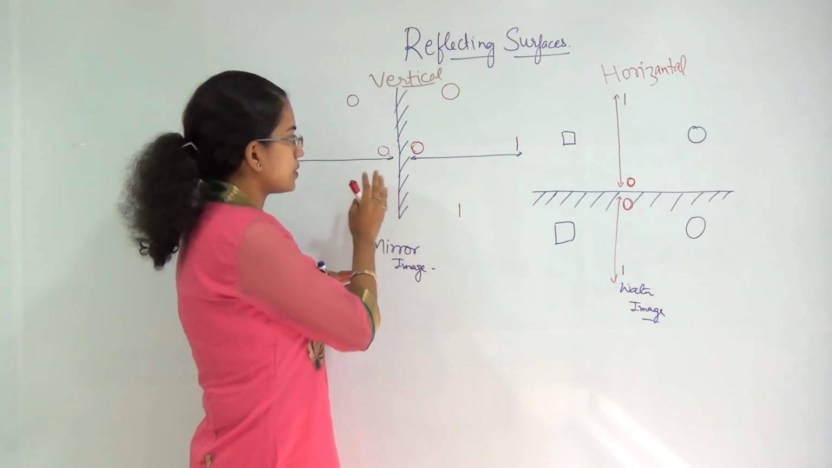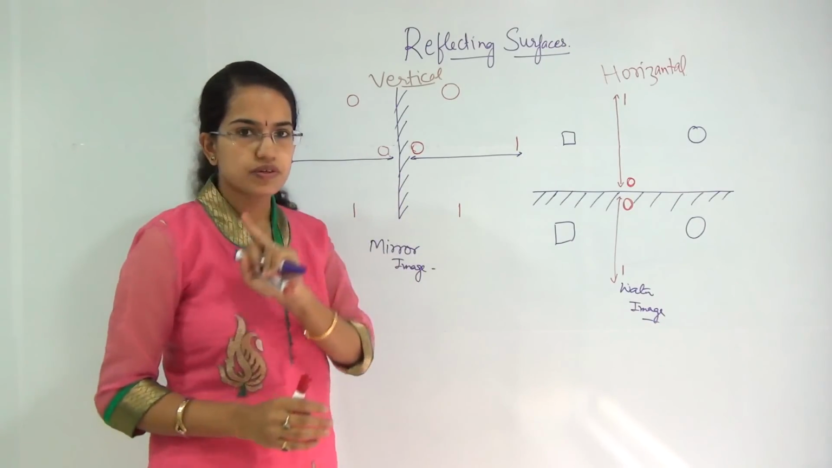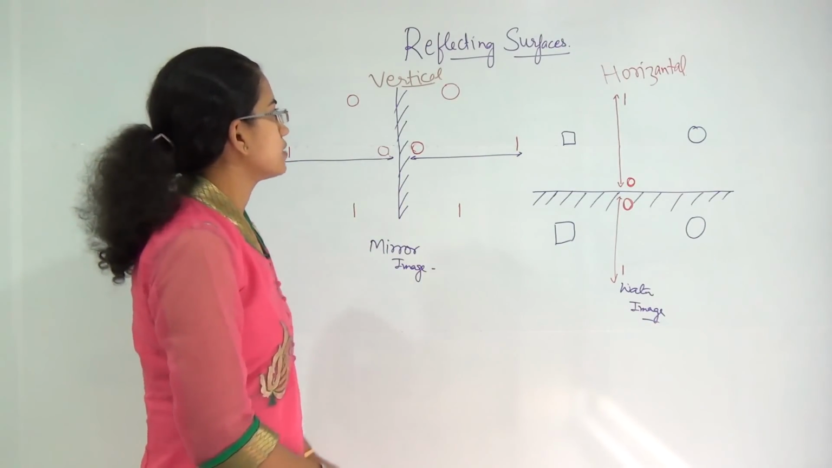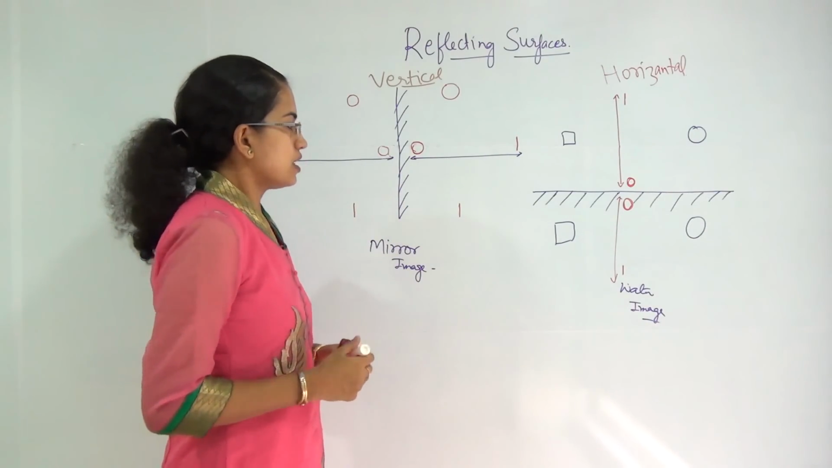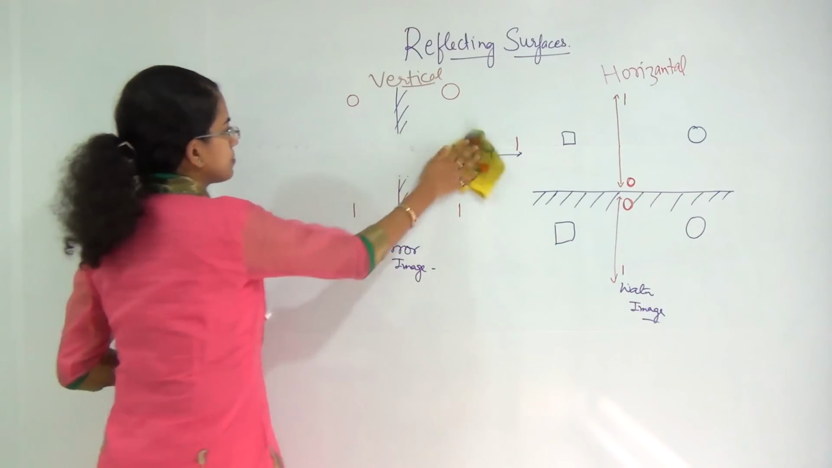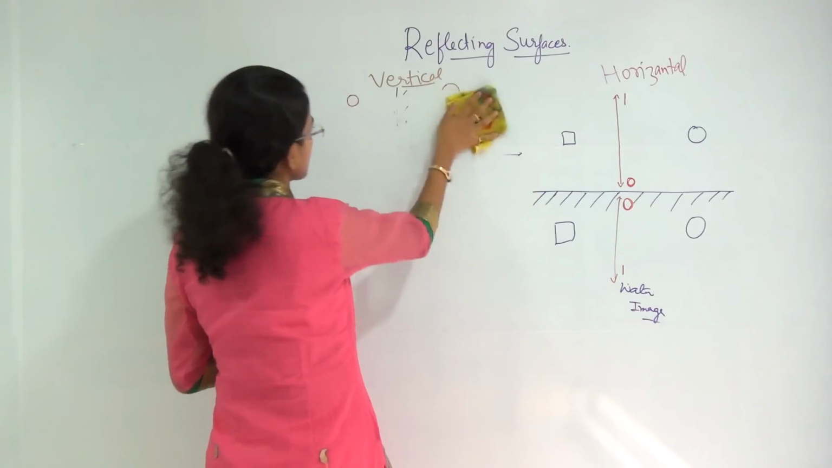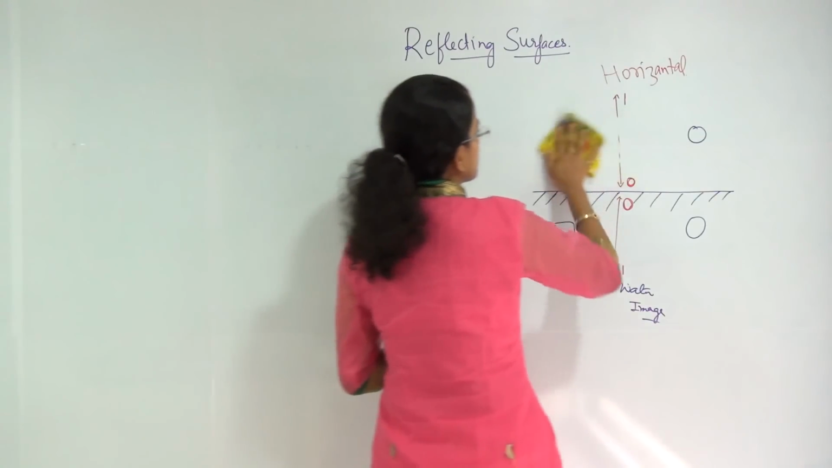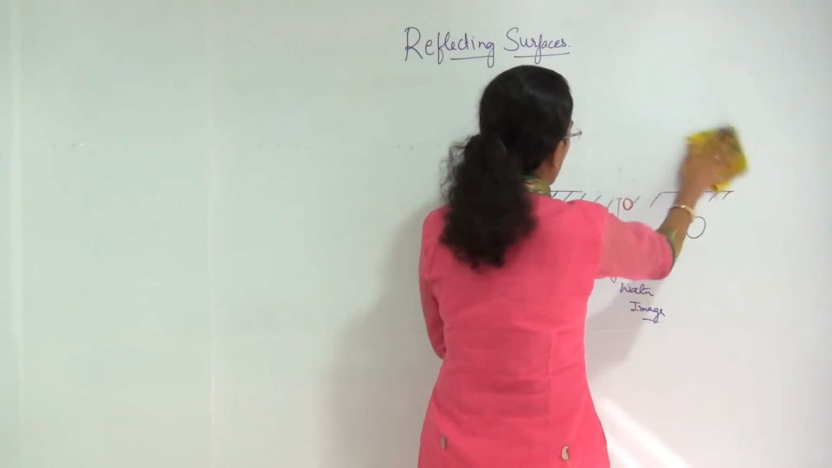So what is important to understand the concept here? This is the first concept that we are talking about in water image and mirror image. Now the next concept is axis of symmetry. What does the word axis of symmetry mean? Axis of symmetry means anything that is similar along that line.